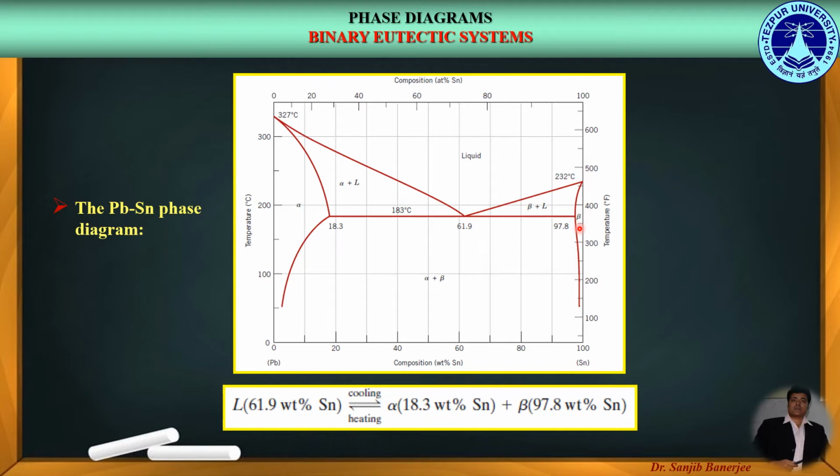Similar to the previous phase diagram, here we get the uniform liquid phase, that is the liquid solution of lead and tin. In between the liquid and alpha phase, we get the alpha plus liquid phase, and in between the liquid and beta phase, we get the beta plus liquid phase. Here, in between the alpha and beta phases, we get a combination of alpha plus beta phases.